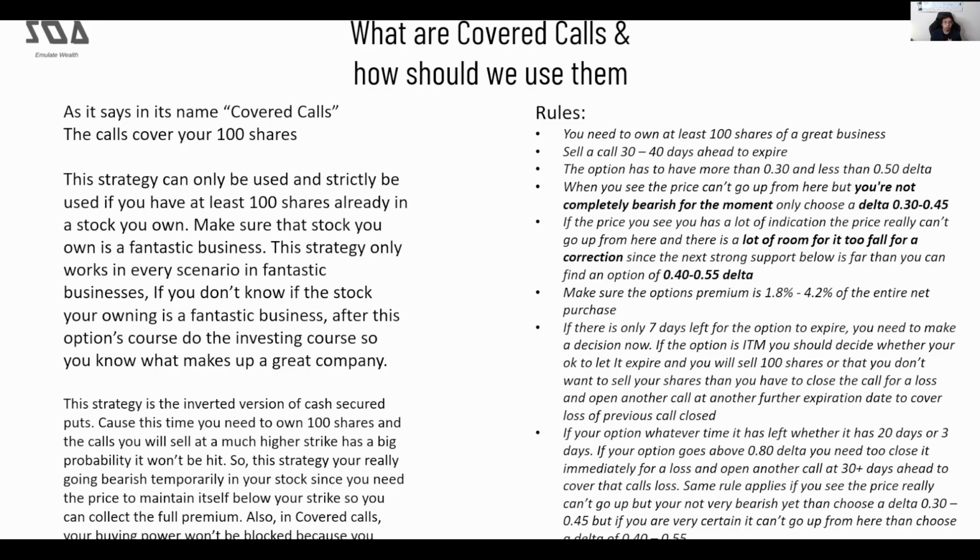Just to let you know, in case you guys are confused, the only time that it will tell you a buying power is if you don't have 100 shares of the stock. If you do, you will never get a buying power when you do covered calls.